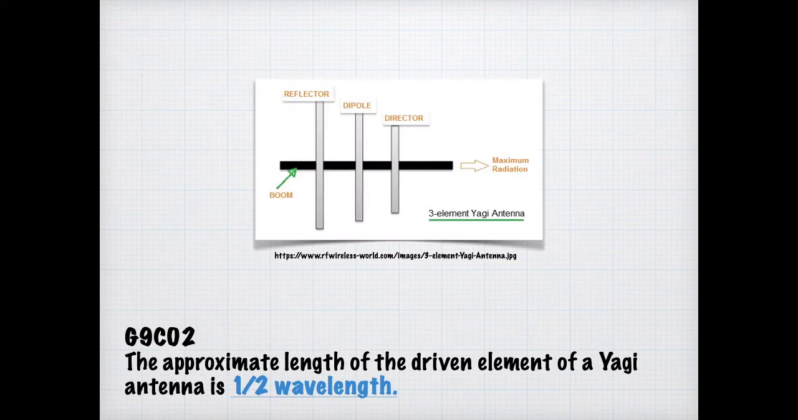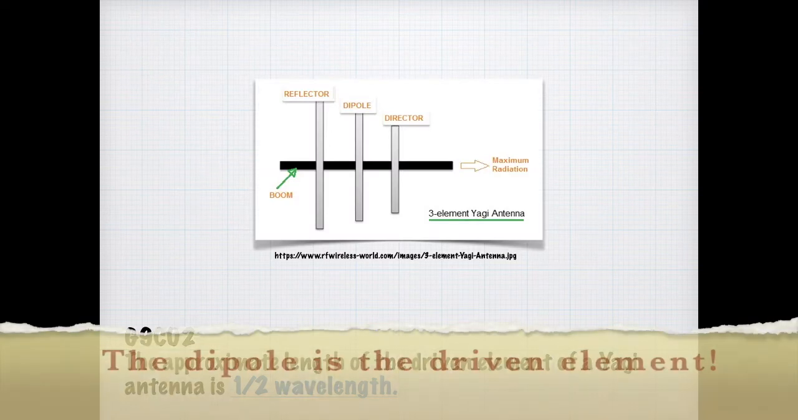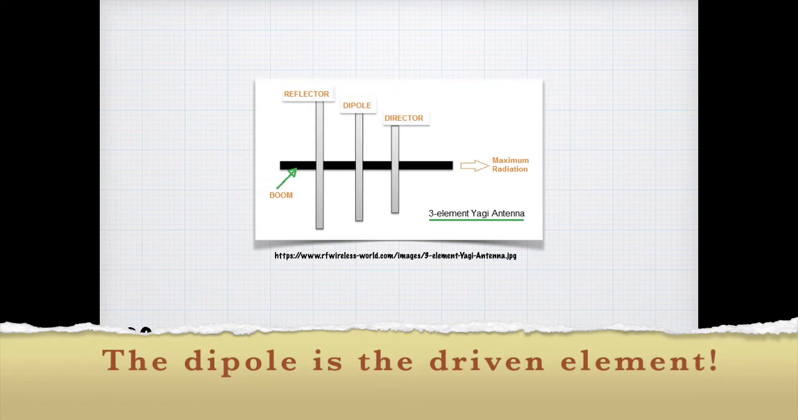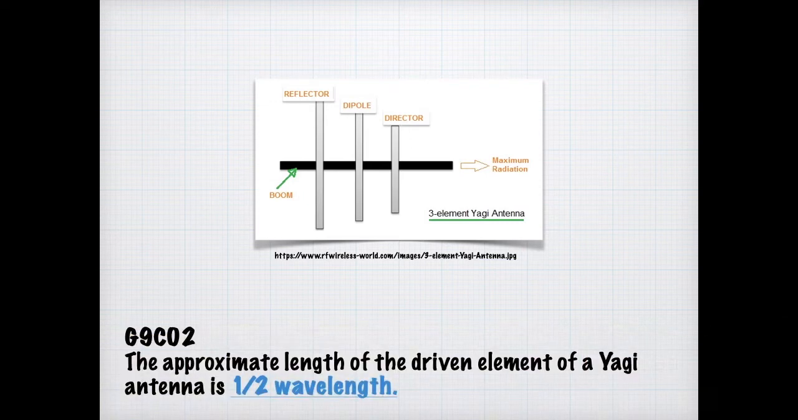The driven element of a Yagi is also the feed point. It is where the feed line is attached coming from your transmitter. A dipole driven element is resonant when its electrical length is half of the wavelength of the frequency applied to its feed point. For the exam, you need to know that the approximate length of a driven element of a Yagi is 1/2 wavelength.